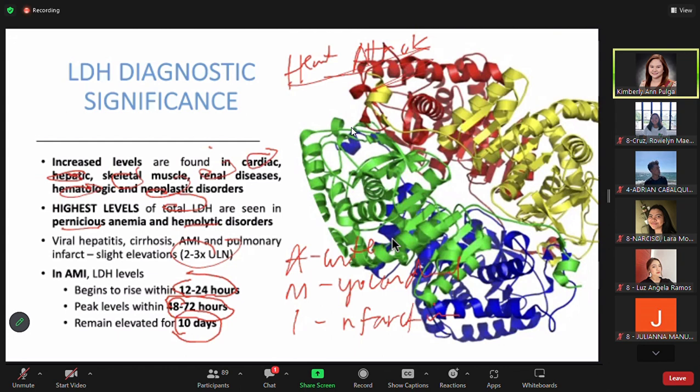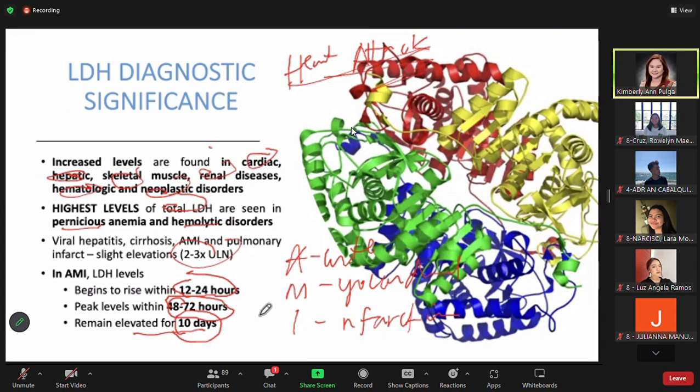Tama ba yon? Yes or no? 5 days ago or 7 days ago. Pwede pa bang i-test? Yes, because LDH level remains elevated for 10 days. But again, ang LDH po natin ay hindi siya yung specific marker for the diagnosis of acute myocardial infarction. No? Pwede siyang isama with the other tests, pero hindi yung entirely ito lang ang itetest ninyo.